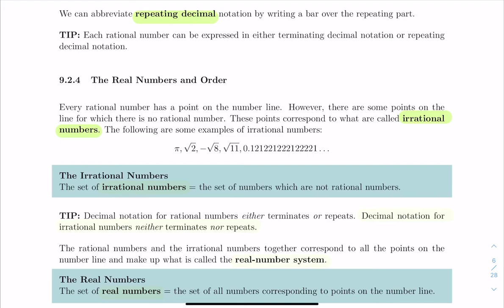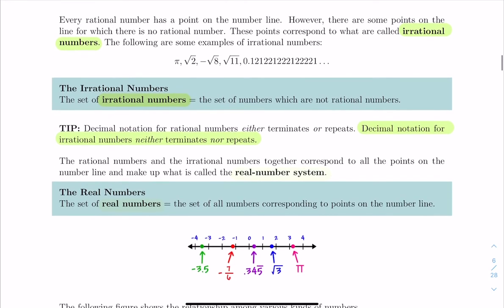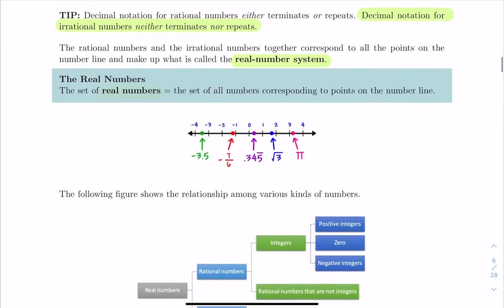And so the set of irrational numbers is just the set of numbers that are not rational numbers. So you're either one or the other. So decimal notation for rational numbers either terminate or repeat, but decimal notation for irrational numbers neither terminate nor repeat. So they don't have a pattern and they keep going forever and ever. And so the rational numbers and the irrational numbers together correspond to all the points on the number line, which is what makes up the real number system.